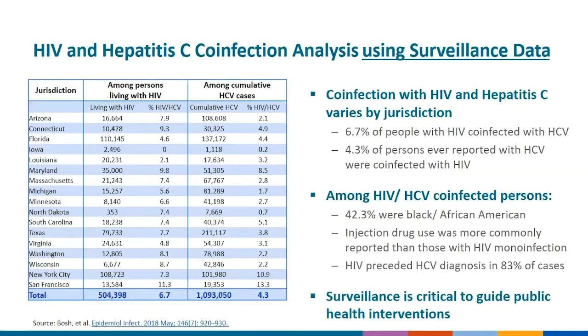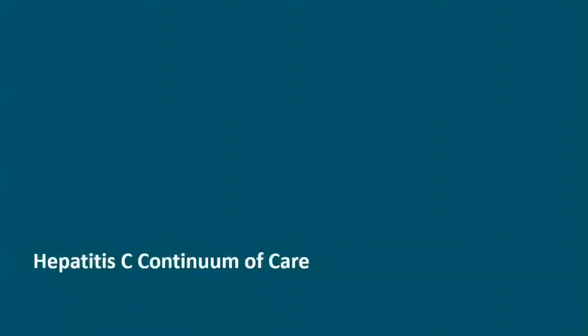Injection drug use was more commonly reported than those with HIV monoinfection, and HIV diagnosis preceded Hep C diagnosis in 83% of the cases, although this is likely reflective of the order of testing rather than the order of disease acquisition. What is obvious is surveillance is critical to guide our public health interventions. And given current limitations of surveillance data, these are likely substantial underestimates of actual co-infection rates. Next. I will now shift to the hepatitis C continuum of care.